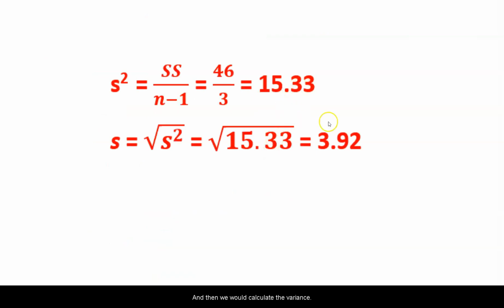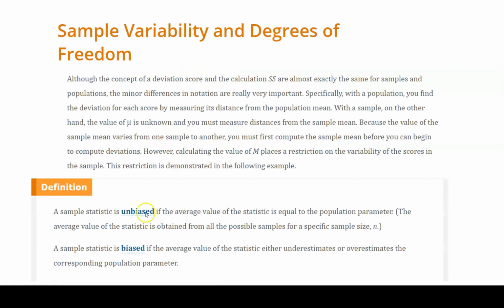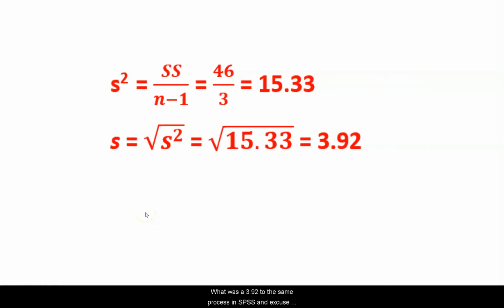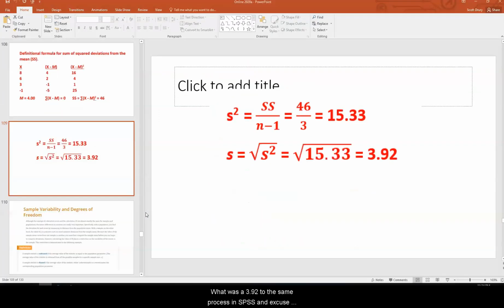And then we would calculate the variance, which is the sum of squares divided by n-1 for a sample. Remember, it was divided by capital N for a population that was always listed in black. And then, of course, I just need to take the square root of 15.33 to get the standard deviation of, what was it, 3.92.